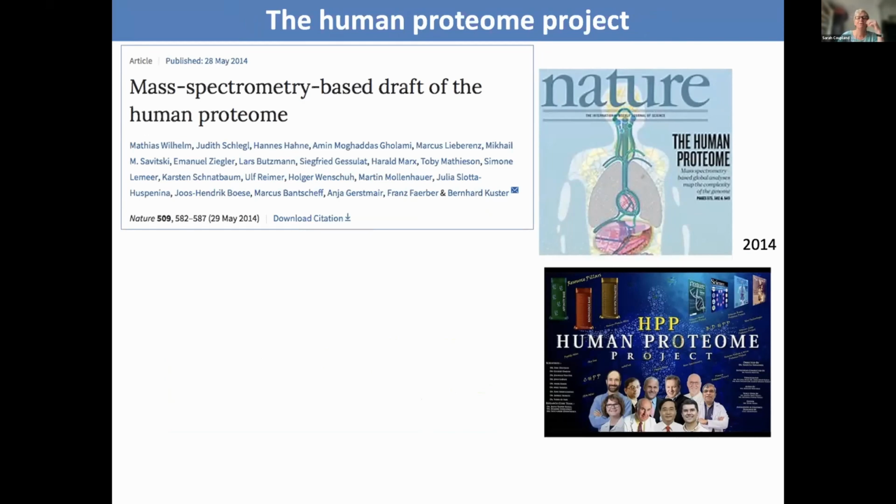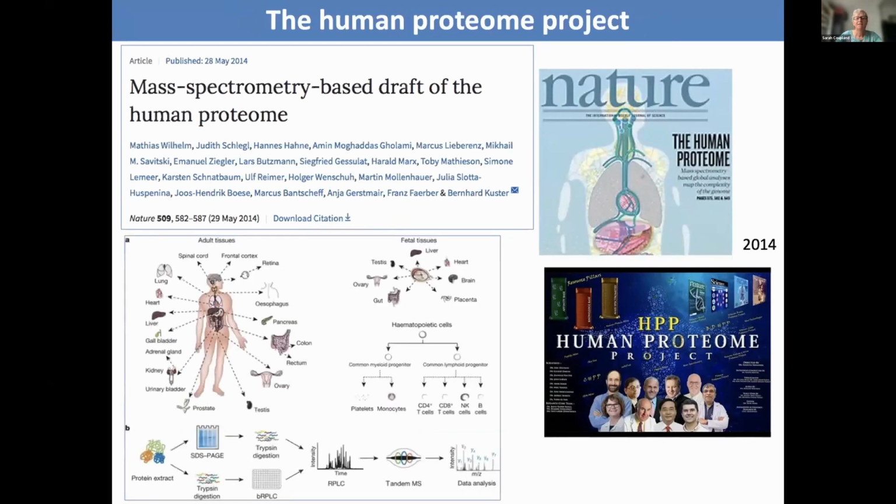And this was an international effort, coordinated through the Human Proteome Project, leading to this Nature paper in 2014. And since then, we have detailed analyses of virtually every single organ in our bodies, providing us with a protein profile of these organs, so that we can better understand the biology of these tissues, and obviously through that the biology of disease.